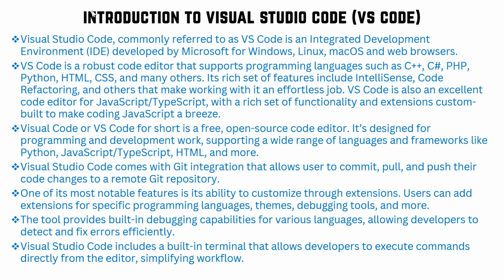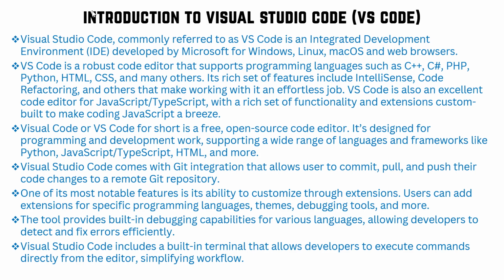VS Code comes with Git integration that allows users to commit, pull, and push their code changes to a remote Git repository. Because at the end of the day, whenever you are creating a good framework, you need to maintain it somewhere, in some repository. So Git, or SVN, and other tools are available nowadays. Git is very commonly supported as an integration in VS Code. So you can easily integrate it and commit, push, or pull your code into the remote repository.